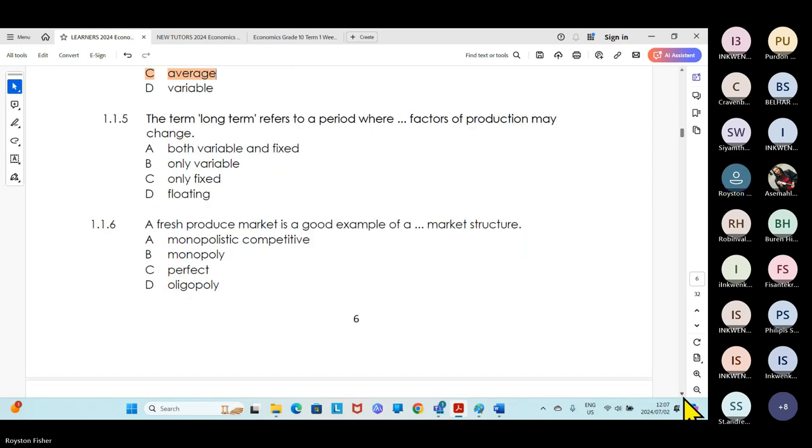1.1.5. The long term refers to a period where factors of production may change. So is it A, both variable and fixed? Only variable, which is B. C is only fixed, and D is floating. So let's see what are your answers. Bahar says A. Inglesi says C. Buren says A. Buren and Bahar, you are correct. Well done.